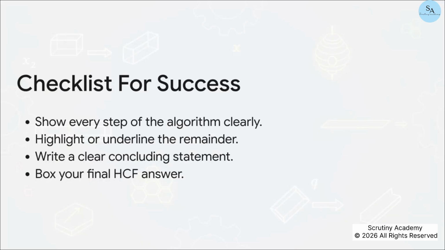Okay, this is your exam day checklist. First, and this is non-negotiable, you must show every single step of Euclid's algorithm. Don't do it in your head. The examiner needs to see your process. Second, make it really easy for them to follow along. Highlighting or just underlining the remainder in each line is a great way to do that. Third, always finish with a clear concluding sentence, like, therefore the HCF of this number and that number is. And finally, put a nice, neat box around your final answer. These little things show you're confident and make it easy for the examiner to give you full credit.